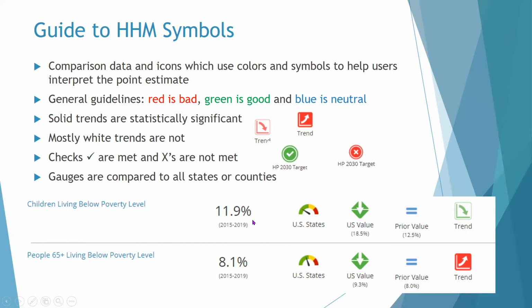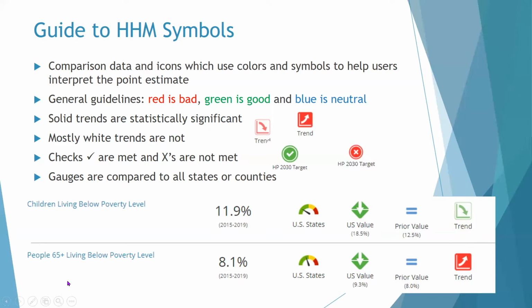We're doing well. We are lower than the US value as a whole, which is 18.5%. It's a down arrow because we're lower, but it's green because it's good that we're lower. And we're about the same as the prior value. So if we compared our Hawaii data to the previous year's data, the value is the same. It is a trend that looks like it's going down, but it is not statistically significant. And it's good because we want to have fewer children in poverty.